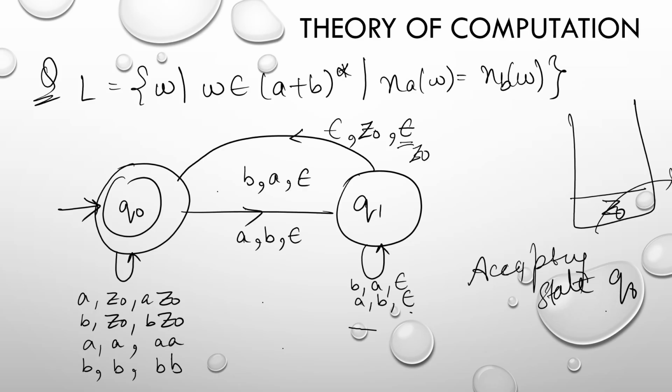What if it was not (A plus B) asterisk? Then you can't accept at Q naught. Then you have to make another state, Q2, where you'll be sending this transition to Q2. So this is if it was not (A plus B) asterisk, and if it was (A plus B) plus. So this is all that we had to cover for pushdown automata. Just one more thing I would like to say on the next page.